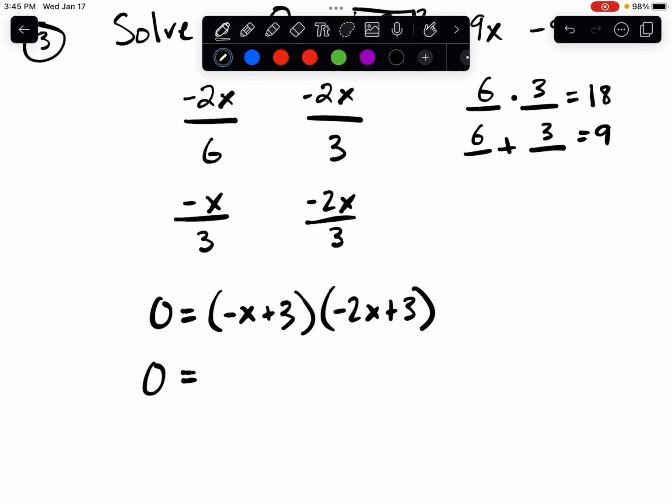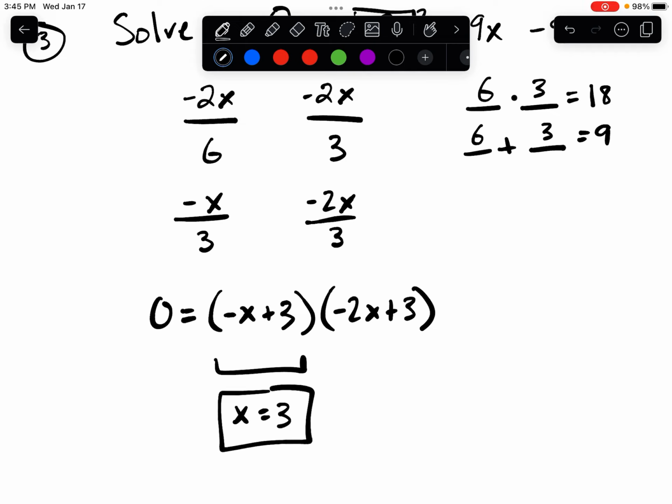So we're going to get 0 equals these two pieces. And so I can look at this first part. I know that x would be 3, because -3 plus 3 is 0.